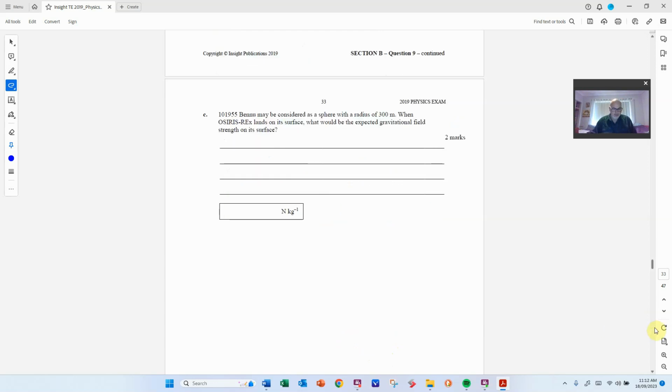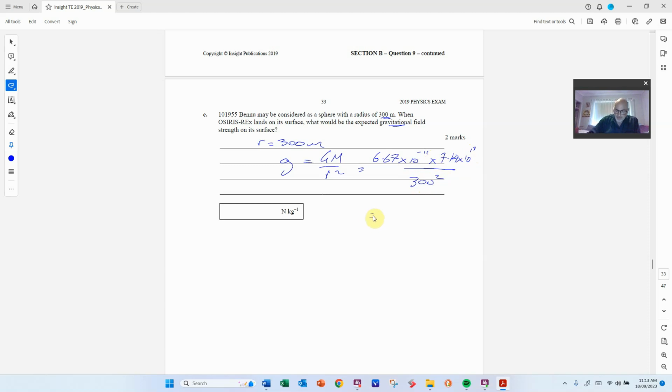Part C says consider it as a sphere with a radius of 300. What would be the expected gravitational field? So gravitational field equals GM over r squared. So that's equal to 6.67 times 10 to the neg 11 times the mass, which we've just worked out, 7.14 times 10 to the power of 10, and that's over 300 squared.